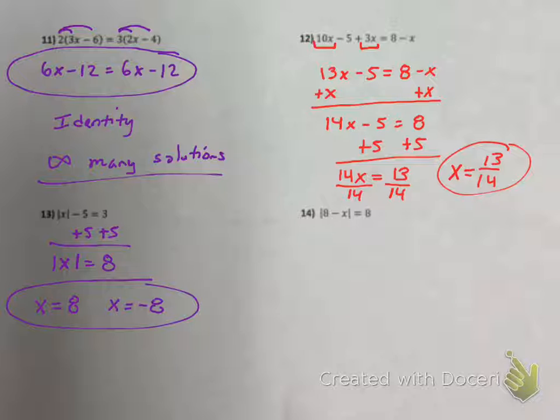In question 14, we've got the absolute value of 8 minus x equals 8. Since it's already isolated, we can go ahead and separate it. So we've got 8 minus x equals a positive 8, and then we've got 8 minus x equals negative 8. So now we just want to solve. So we'll subtract 8 from both sides.